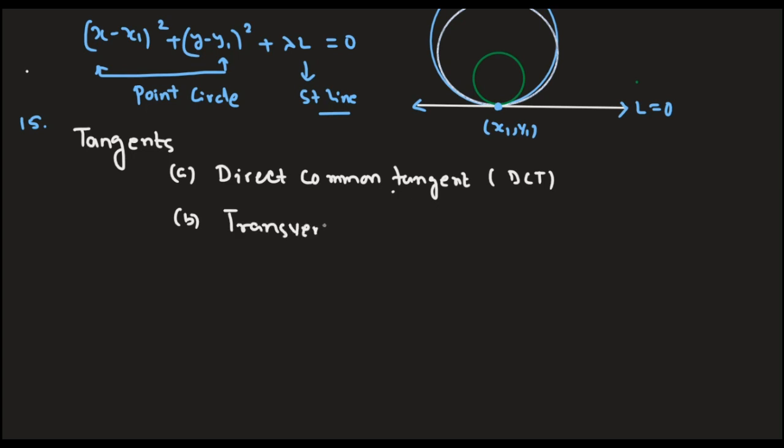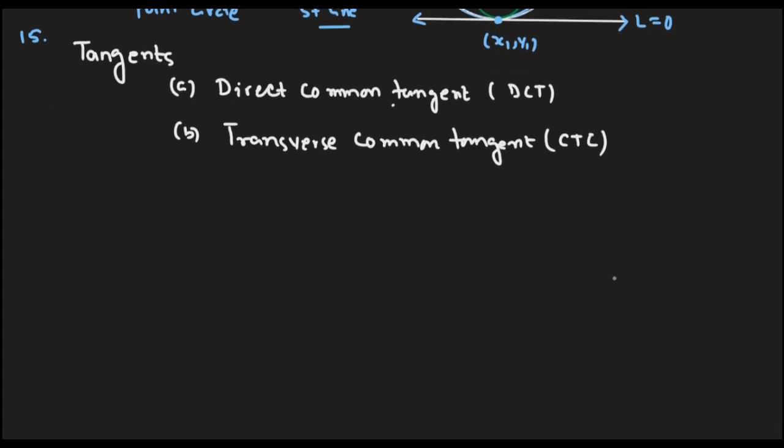Transverse common tangent, transverse common tangents, you can say TCT. So one is the direct common tangents, the other is the transverse common tangents. Okay now. So now we have some results regarding this DCT and TCT.